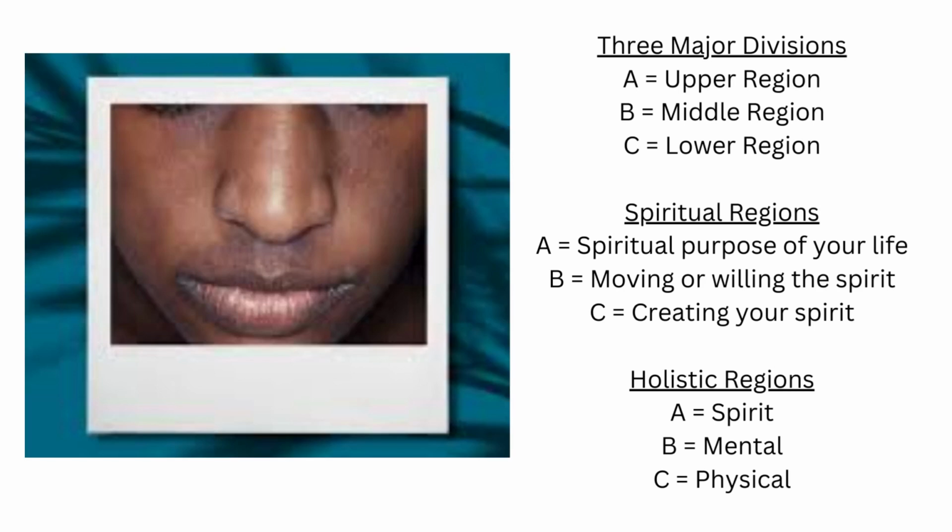What about here? B. I hope you said B. All right. So this is an intellectual thing. It's a mind thing. And it's B because it's above the lip. It has to be below the lips in order for it to be zone C. Okay.